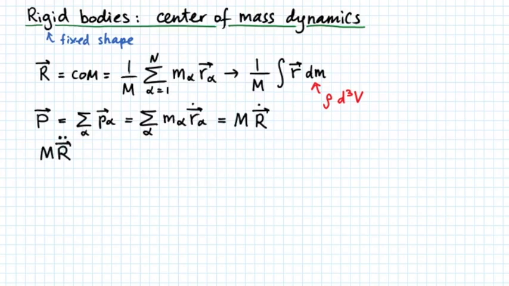R double dot, the center of mass, will be given by the external force acting on the body. In other words, we get the result that we're already familiar with, that the motion of the center of mass of a rigid body is the same as the motion of a point mass M subject to external force F external.